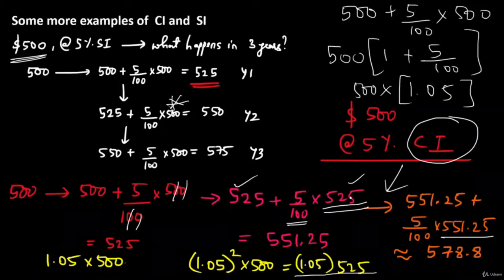If I take 525 out, in the bracket I would have 1 plus 5 by 100, which is the same thing which I had over here, right? Instead of 500 I would have 525 outside. That's how I get 1.05 into 525.